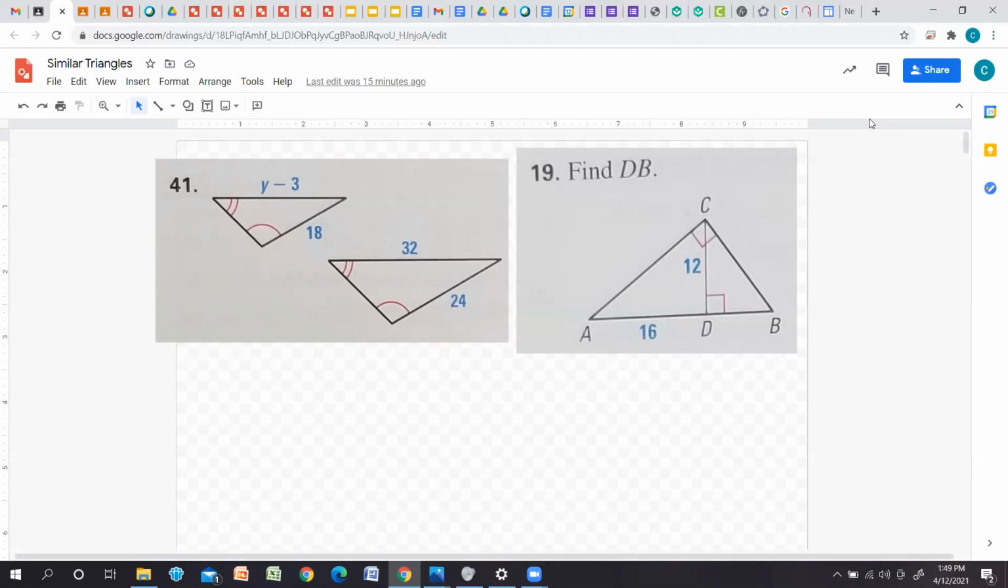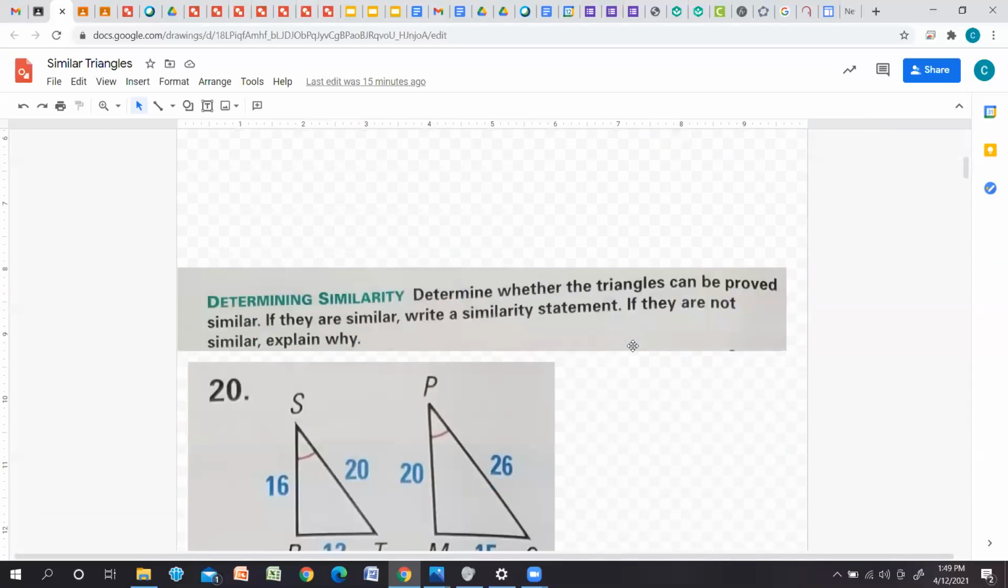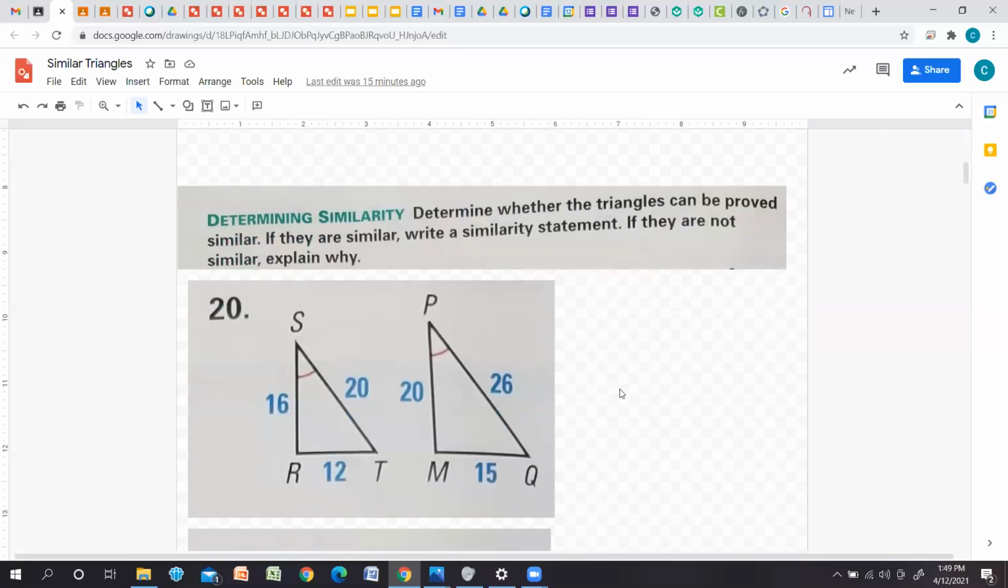I'm going to work through these two problems. Both of them we're going to find some value. Here it's y, here it's DB. But I'm going to go through the assignment first.